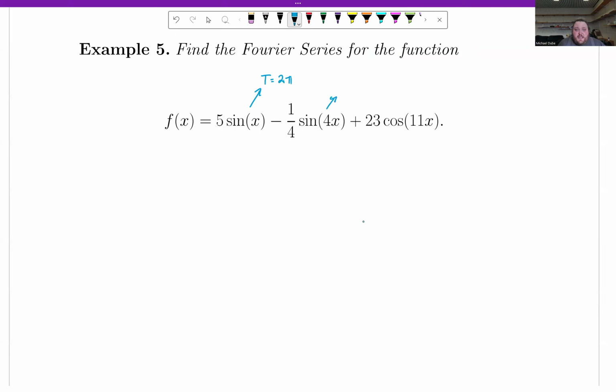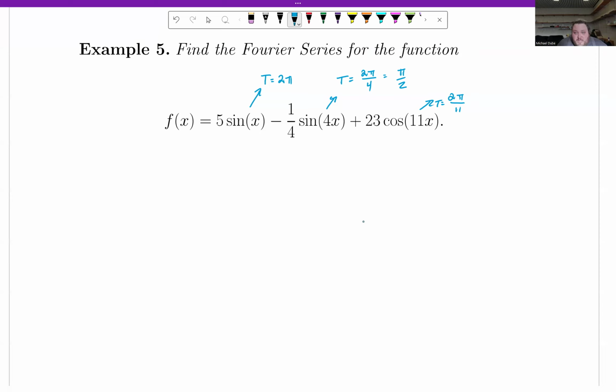Okay, this period is equal to 2 pi by 4, which is equal to pi by 2. And this period is 2 pi by 11. Okay, good. So we have to think about our overall function. All of these have different periods, but what period is going to be shared by all of them? Because each of these individual components has different periods.